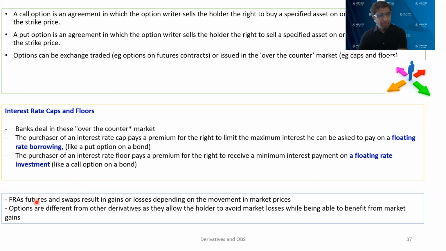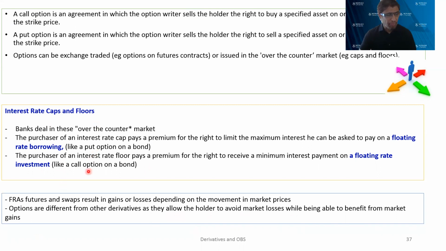So as you can see, the FRA, futures and swaps result in gains or losses depending on the movement of the market prices. For the options, the situation is different, because unlike other derivatives, they allow the holder to avoid market losses while still being able to benefit from market gains. So if the price goes up and down, it doesn't matter here. You exercise only if you benefit from exercising.